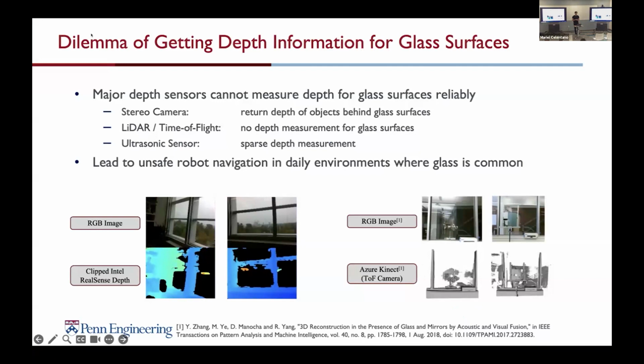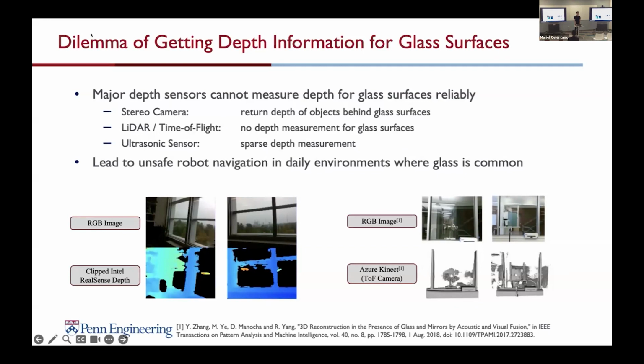The major reason is that the major depth sensors cannot measure depth for glass or transparent objects in general. For example, stereo cameras will return the depth of objects behind the glass surfaces, while active sensors like LiDAR and time of flight cameras do not provide depth measurement for the entire glass surface because of the specular reflection on the glass surface.